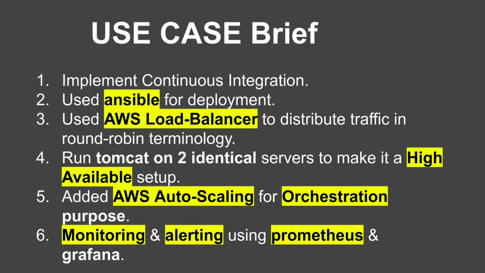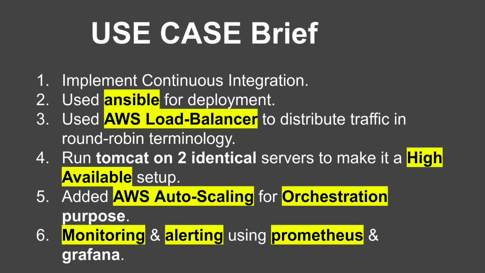From the AWS side we will be using an AWS load balancer to distribute the traffic in round robin fashion. Again, we will be running the same content on two identical servers to make it a highly available setup. And one added step is that we will be using auto scaling for orchestration purposes. What does it mean? If there is high CPU consumption on your nodes, then it will automatically add one more server. And last but not least is monitoring and alerting using Prometheus and Grafana.